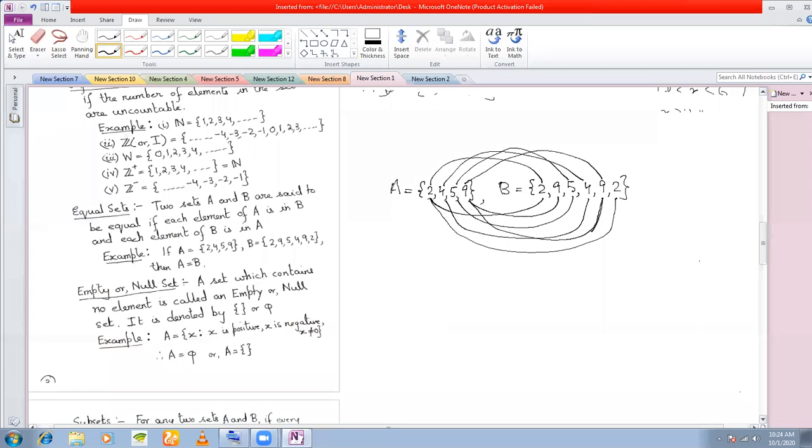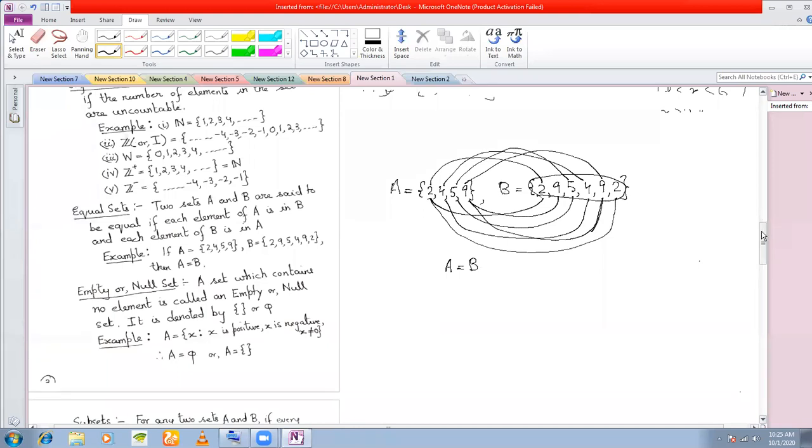So although the number of elements are different, the number of elements in A are how many? 4. And the number of elements in B are how many? They are 6. Still, we write A is equal to B. Is this definition clear of equality? Yes, sir. So even if the two sets have different numbers of elements, they can be equal. Okay, as long as the elements of A are in B and all the elements of B are in A, then we can say that the sets are equal.